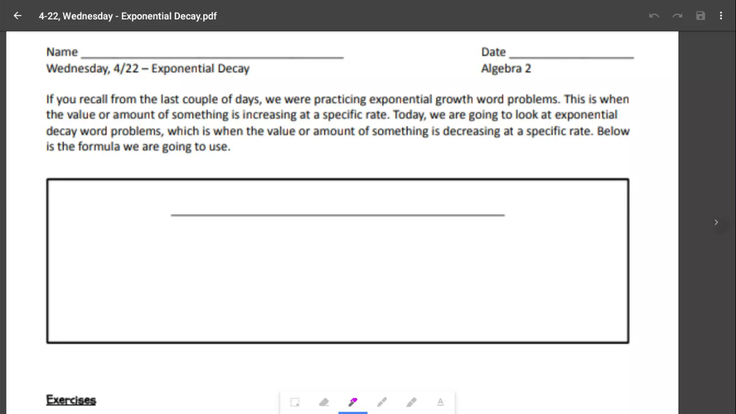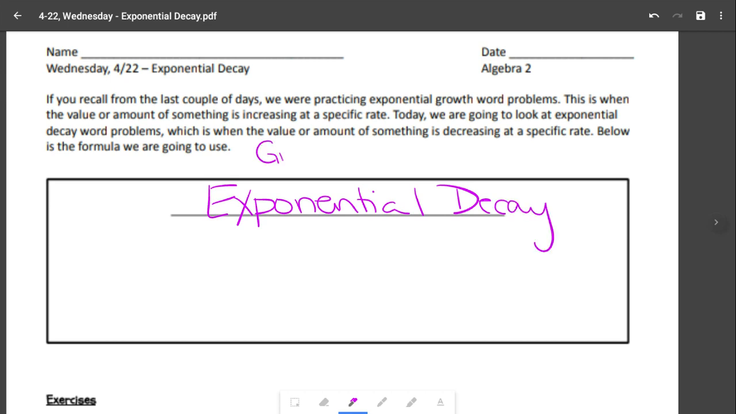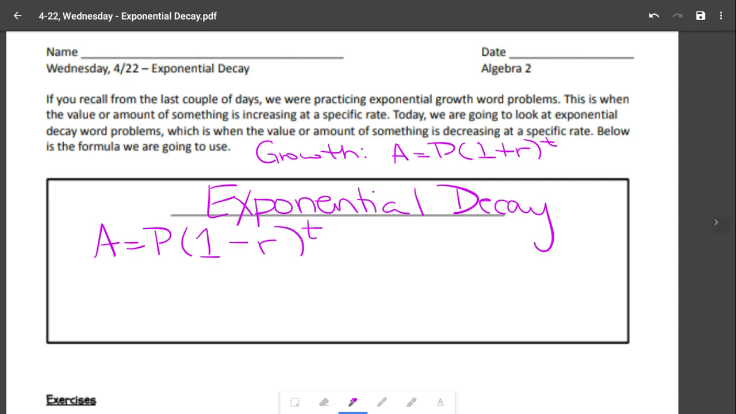All right, so for a couple days now, you were working on exponential growth word problems. Today, we're going to start exponential decay. Now, the growth formula, if you remember, is A equals P times 1 plus R to the T. Well, the decay formula is A equals P times 1 minus R to the T.